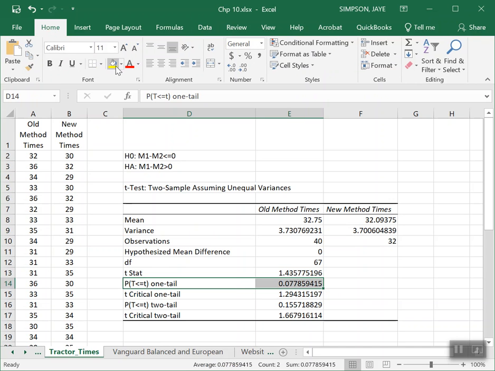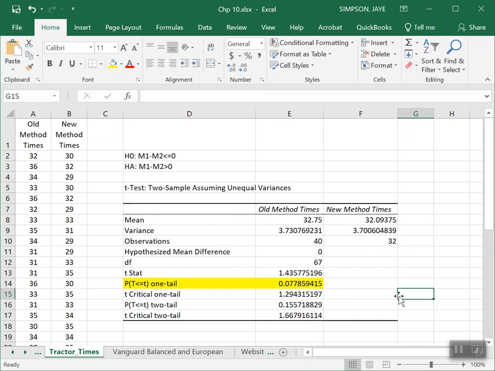Now, for a one-tailed test, we have a p-value of 0.077. So that is less than 0.1. So we can say at the 10% significance level that the mean time of the new method is quicker than the mean time of the old method.